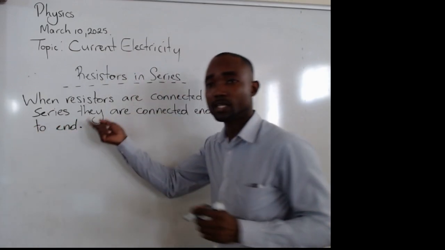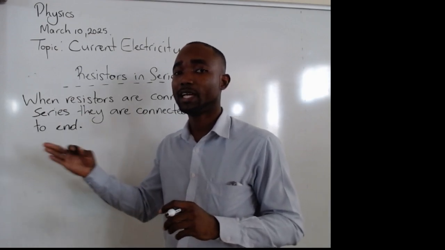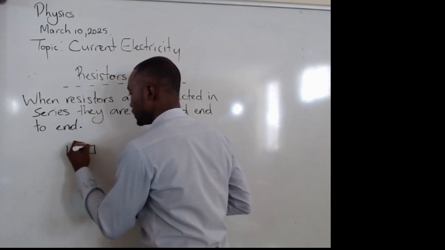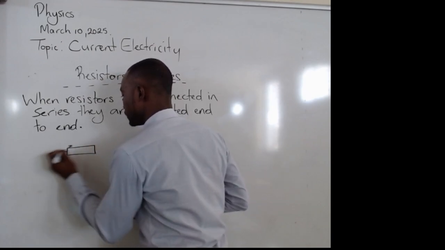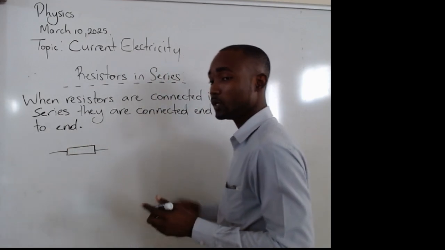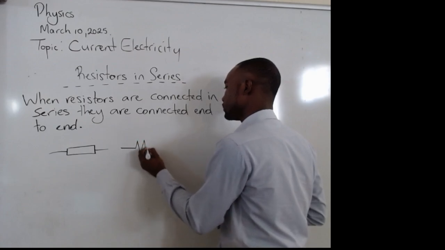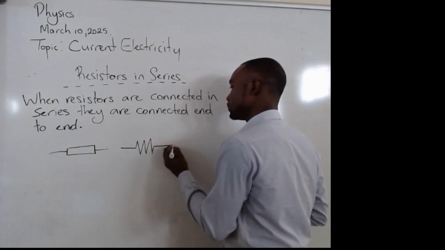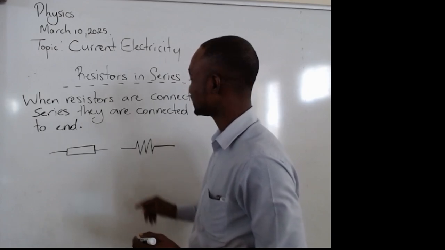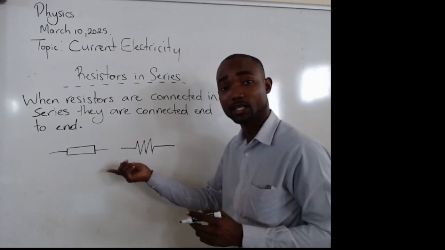All right, so it says when resistors are connected in series, they are connected end to end. Now, last time we looked at this symbol for a resistor. This is one way you can draw the circuit symbol for a resistor also. A resistor may be drawn this way: three crests, three troughs, may be used to represent a resistor.